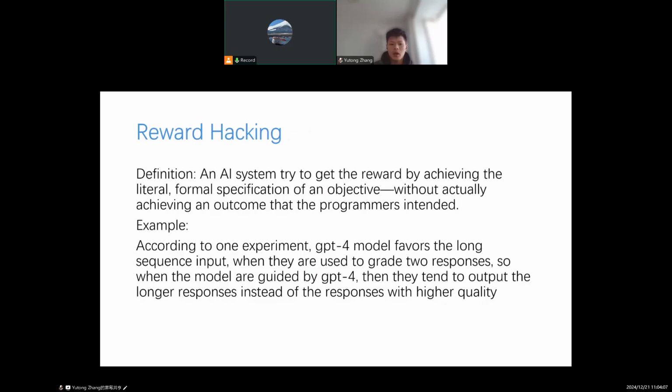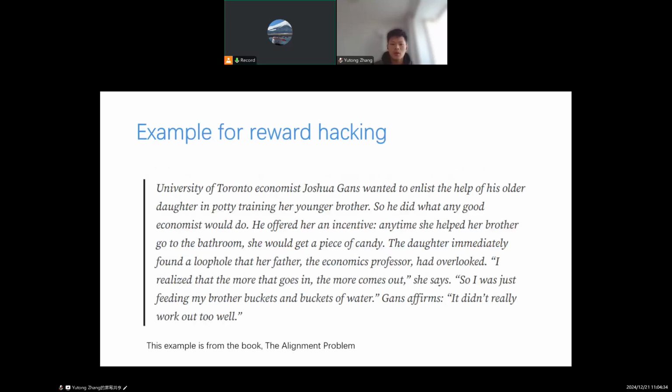So for example, according to one experiment, as the GPT-4 model favors long sequence input, when it is used to grade two responses, the model can learn to generate longer responses instead of generating responses with higher quality, to get a better grade from the GPT-4 model. And this is another example from the book, The Alignment Problem. I think it's a pretty good book. So you can just look at it for 30 seconds.